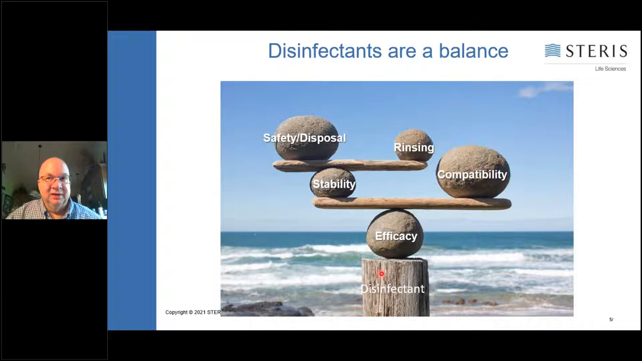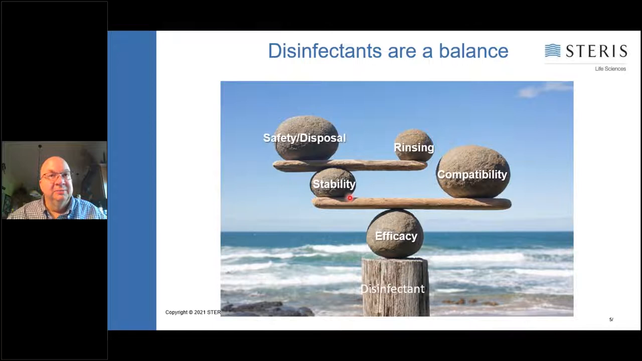So things like efficacy, so effectiveness, and substrate compatibility with different surfaces in the room. You don't want to use something that destroys your surfaces in the clean room or the stainless steel. By the same token, you don't want to use a product in a clean room that's not effective. It has to be effective against your bioburden. Another key thing would be stability. So how stable is the use dilution and the open container? Those are things that the FDA actually asks for. I've seen warning letters on stability.